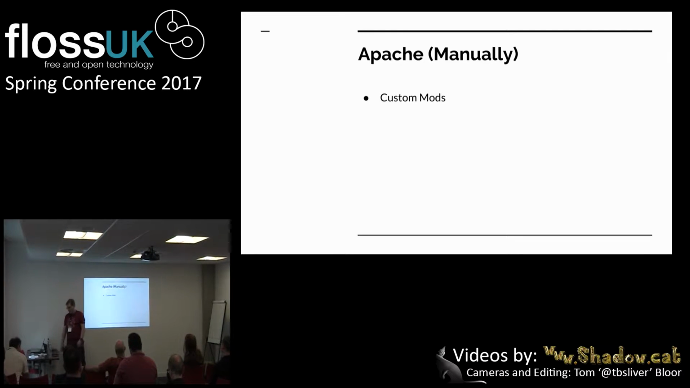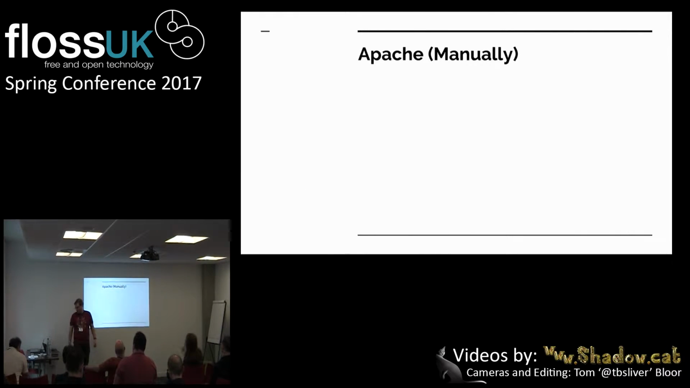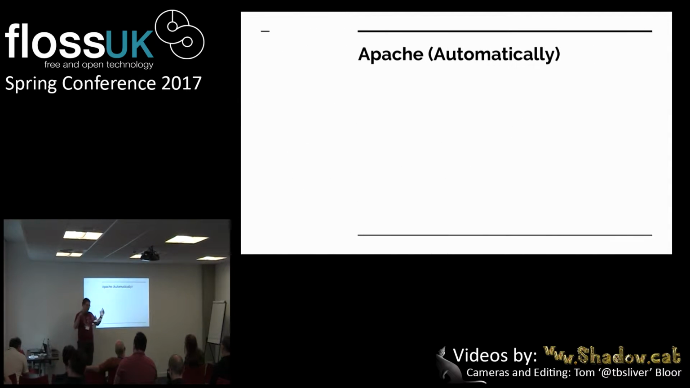So you could create your own set in your own custom mods folder. So you just copy it over. Copy all the mods available into wherever you want to actually spin your server directory you defined earlier. At which point, you can just symlink all the bits over. As this is manual, symlink in mods enabled out to mods available for mpm prefork, authcore, and then start it up as you did before, and it's loaded just the modules you've wanted.